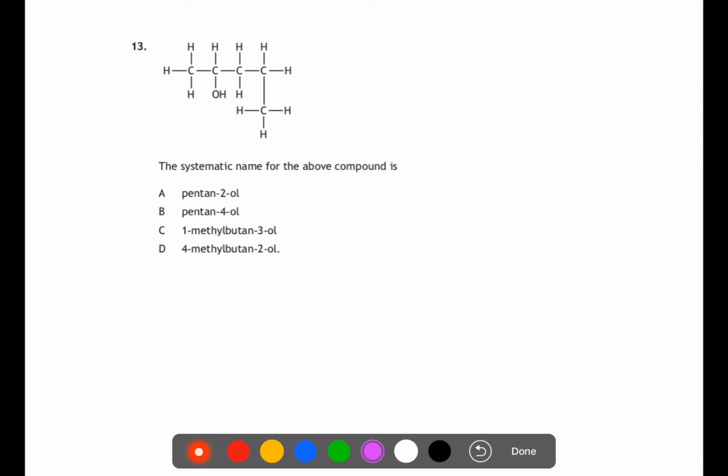Question 13. The systematic name for the compound above is what? So the first thing we need to do is to find the longest chain of continuous carbons. Though bear in mind that they can go around a corner like we have here. In this one we have 5 carbons. So this is going to be based on pentane. We need to number the chain from the end closest to the OH. And we can see that on the second carbon, we have the OH group. So we have pentan-2-ol.